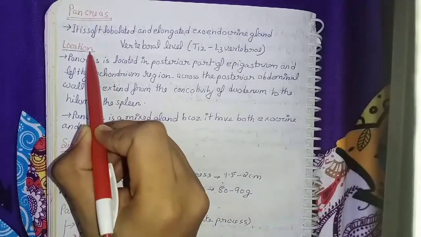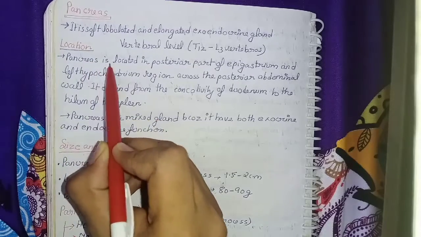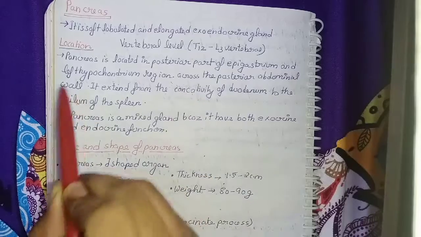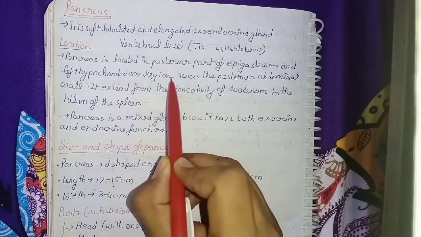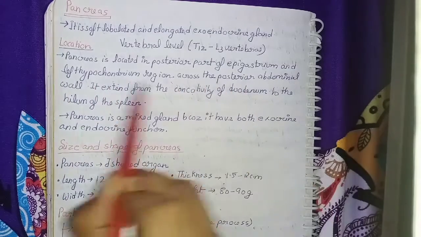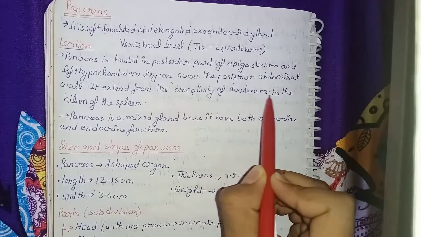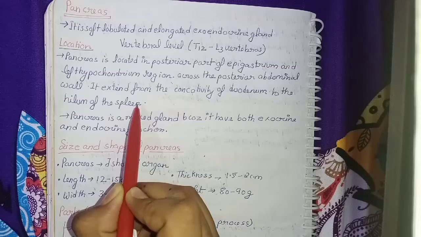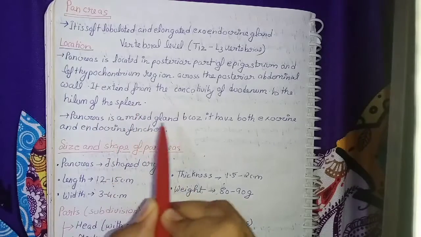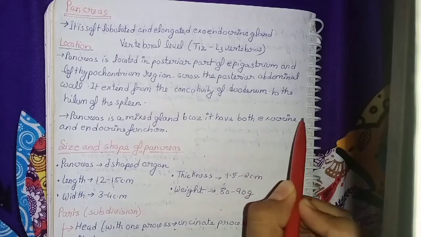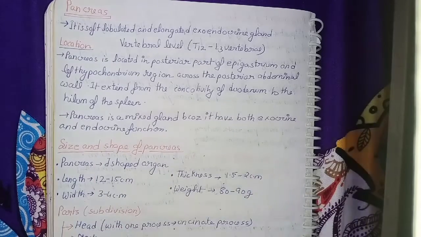Now coming to the location of pancreas. Pancreas is located in posterior part of epigastrium region of the abdomen and the left hypochondrium region across the posterior abdominal wall. It extends from the concavity of the duodenum to the hilum of the spleen. And pancreas is a mixed gland. Why is it a mixed gland? Because it has both exocrine and endocrine functions.